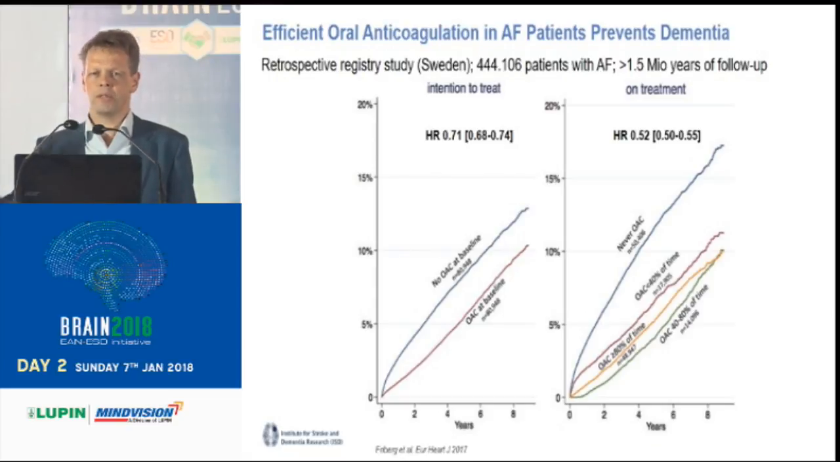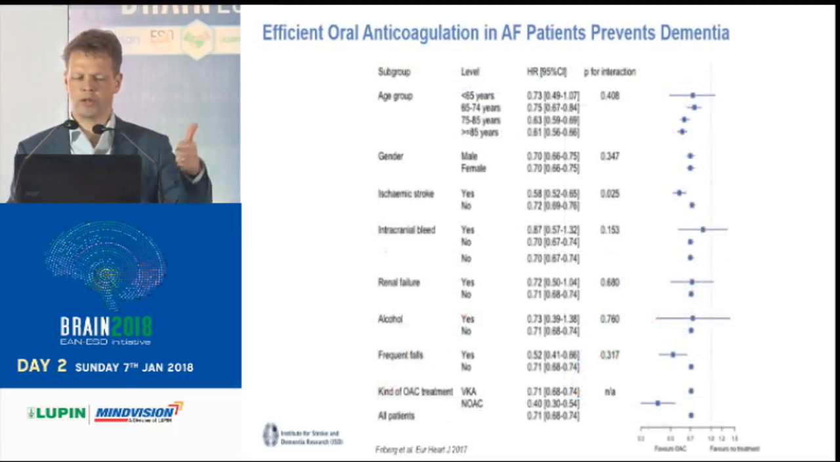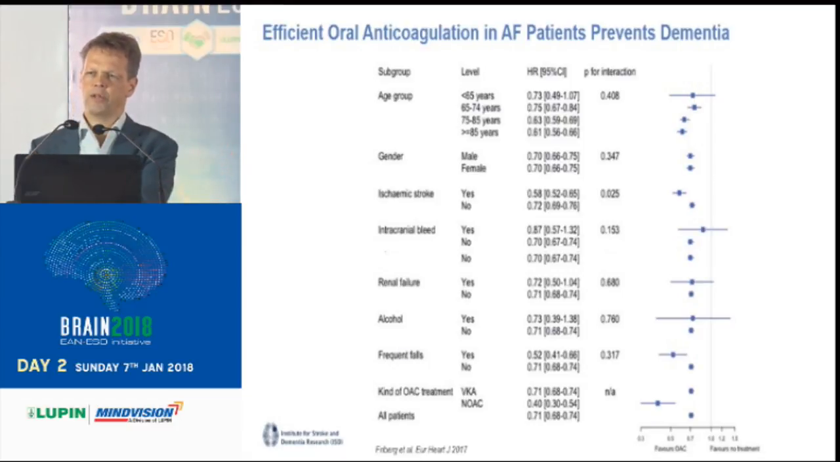So this is something we need to tell our colleagues, that we can prevent dementia if we prevent vascular disease. And these are the subgroup analysis results. They are consistent across age groups, gender, whether the patient has an ischemic stroke or hemorrhagic stroke, and whether the patient had renal failure, alcohol use, or frequent falls. There's some indication here that the new oral anticoagulants are more efficient in preventing dementia, but in follow-up investigations and very detailed statistical analysis, there are methodological reasons for this result. This was not a rock-solid finding. But anyhow, it's really oral anticoagulation that prevents dementia.